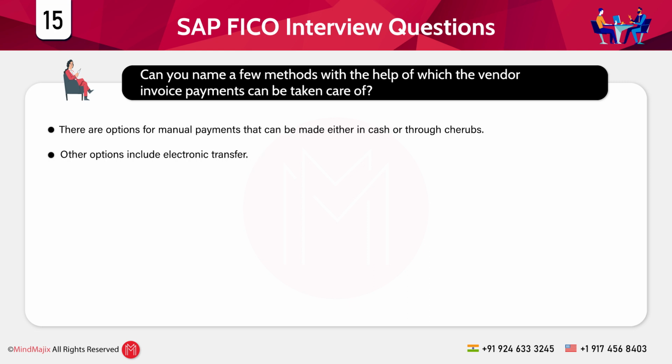The next question is, can you name a few methods with the help of which vendor invoice payments can be taken care of? So guys, there are options for manual payments that can be made either in cash or through cheques. Other options include electronic transfer. SAP FICO keeps a close eye on all of the transactions made through the latter option when the same is integrated with the accounts.